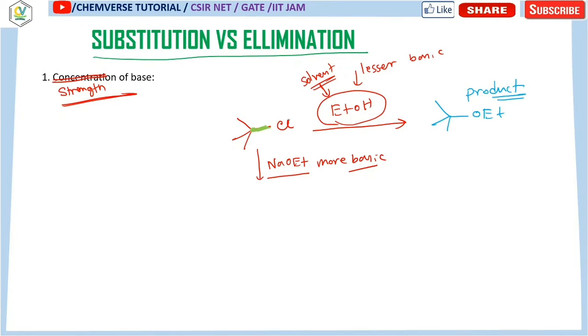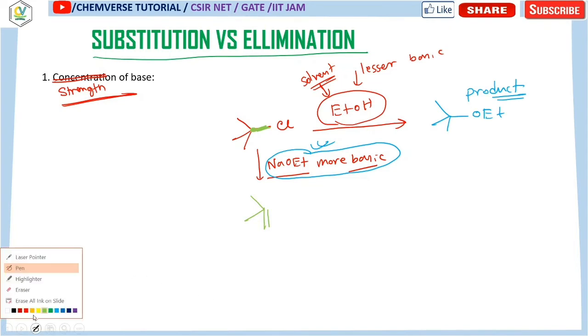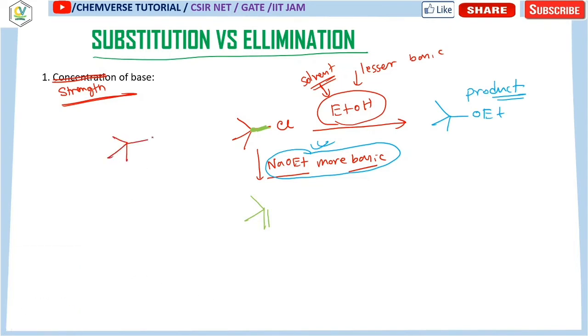Now what happens if sodium ethoxide, which is the more basic reagent, is used? In the presence of a more basic reagent, what do we actually find? We find a product like this. There will be a double bond. Now you can think about how this double bond can come. If you consider this structure, chlorine is there and hydrogen is there. If we remove this, there will be an elimination which can yield this kind of double bond over here. Okay, so this is an elimination reaction.